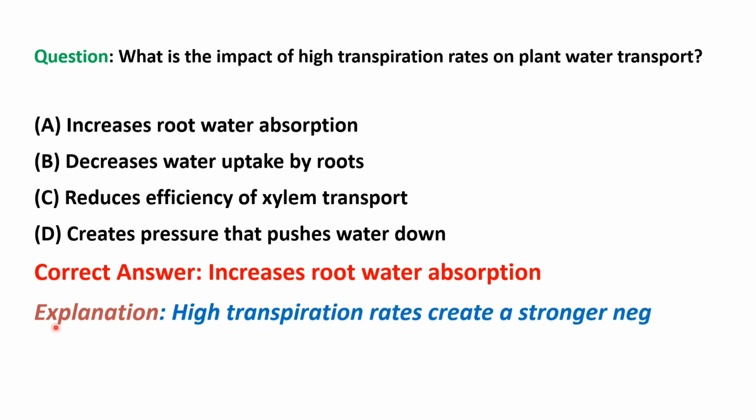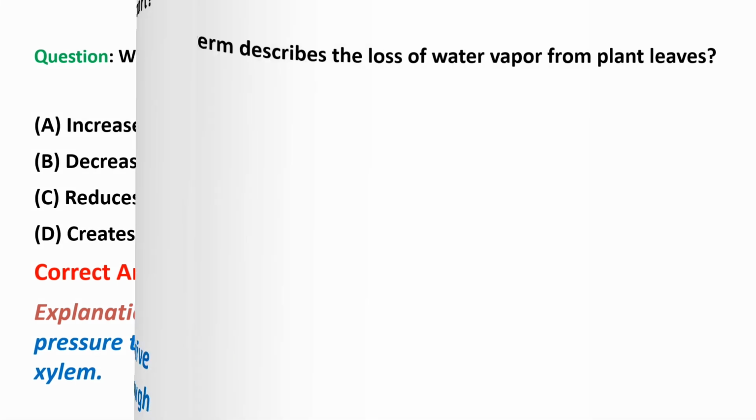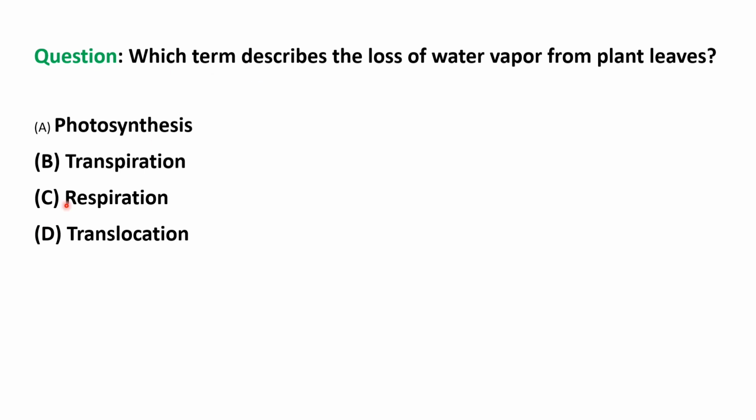The explanation that we can give is that high transpiration rates create a strong negative pressure that enhances the upward movement of water through the xylem. So let us now move on to our next question. Our question reads, which term describes the loss of water vapor from plant leaves? A. Photosynthesis. B. Transpiration. C. Respiration. D. Translocation. So the best term that describes the loss of water vapor from the plant leaves is what we call transpiration. So the correct answer is B.